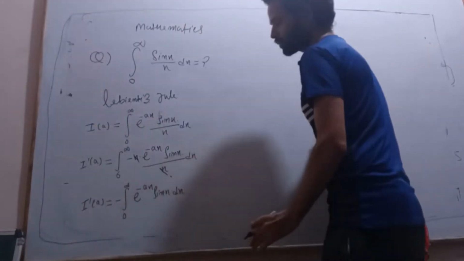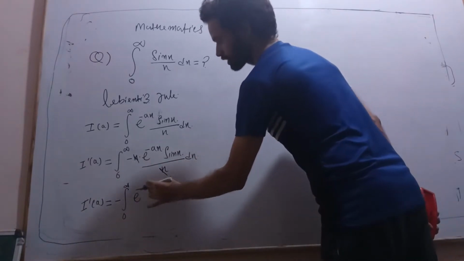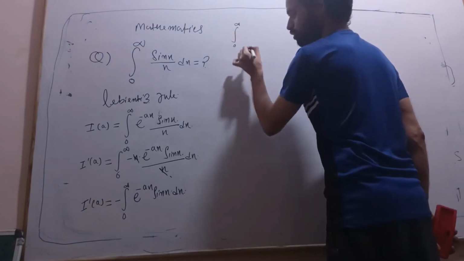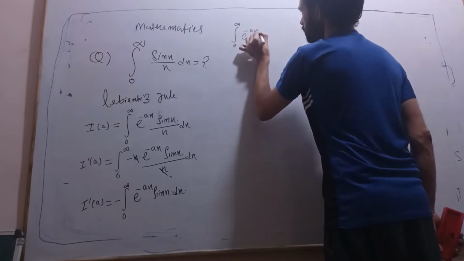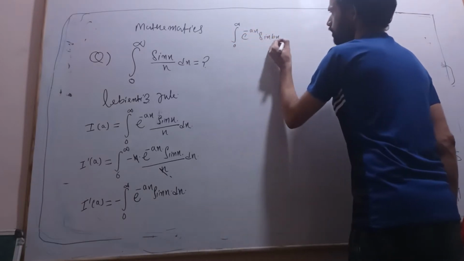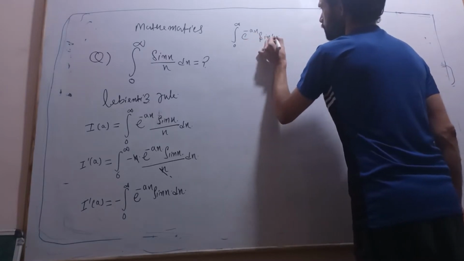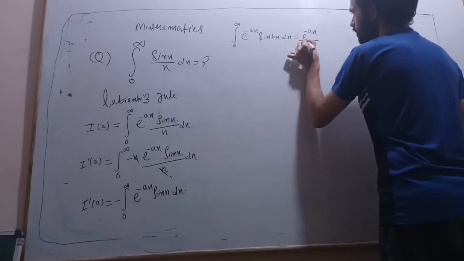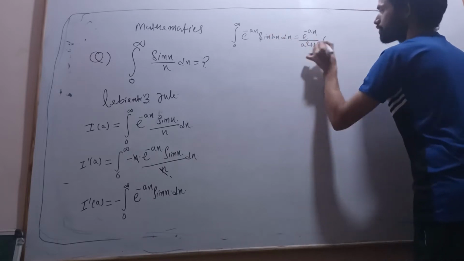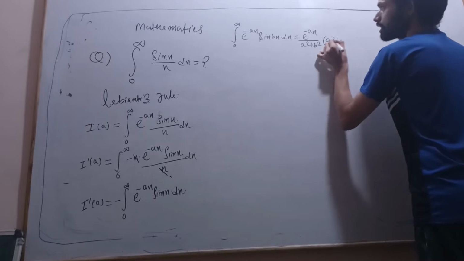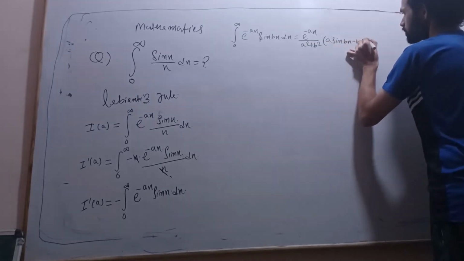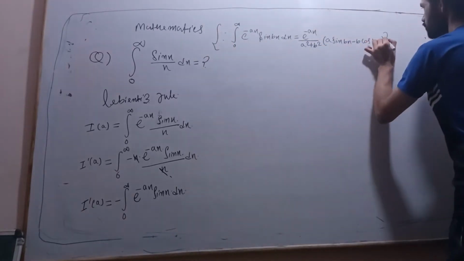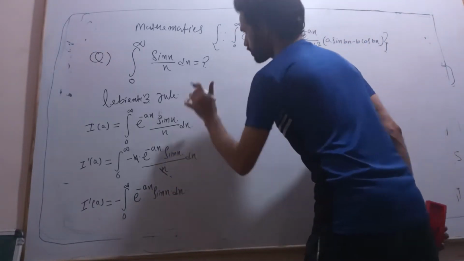Now, for the integration of e to the power minus ax sin x dx, we know very well that the integration from 0 to infinity of e to the power minus ax sin bx dx is equal to e to the power minus ax divided by a square plus b square, into a sin bx minus b cos bx. So we will apply this formula here.